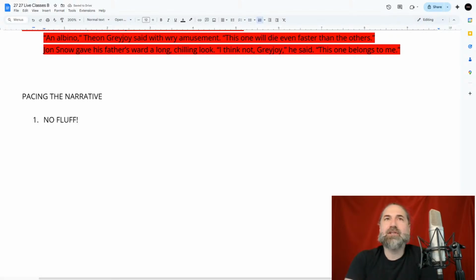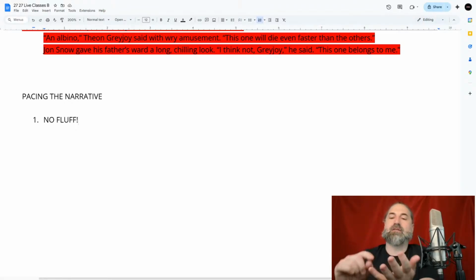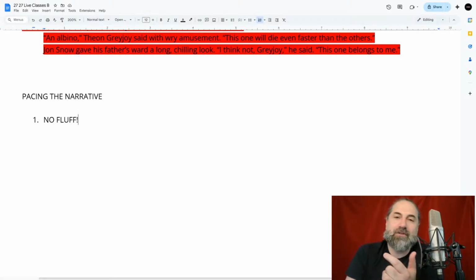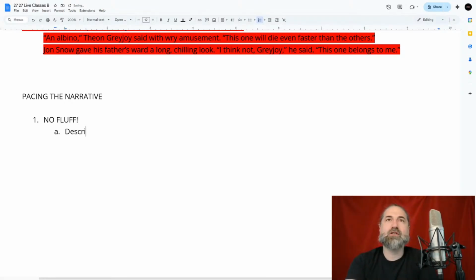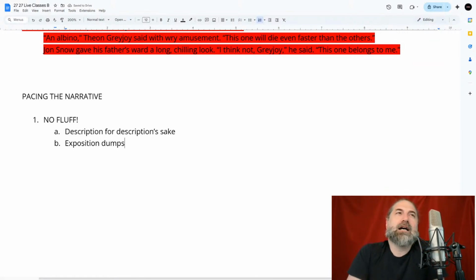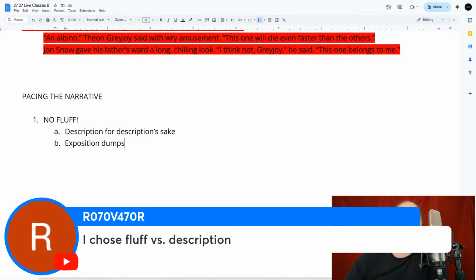But Thomas, can't I use a little fluff? Well, it depends. Is it doing anything? Fluff is anything that doesn't build character, doesn't move the plot forward, and doesn't do any world building. So if it's description for description's sake, or exposition dumps.